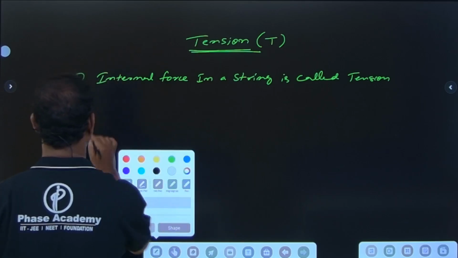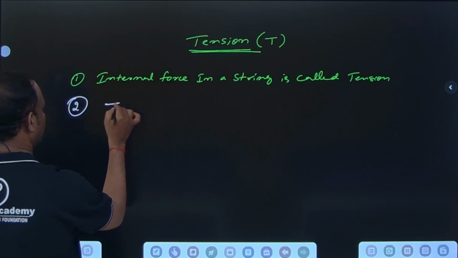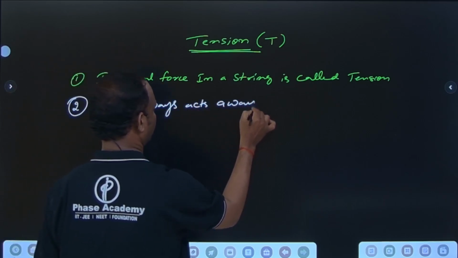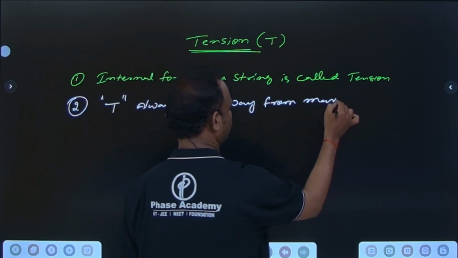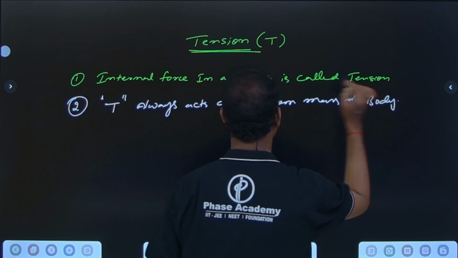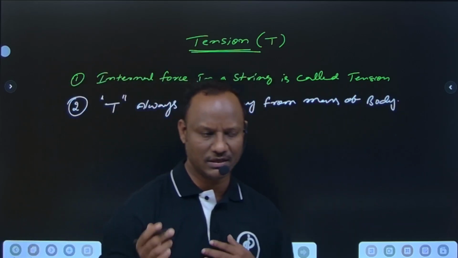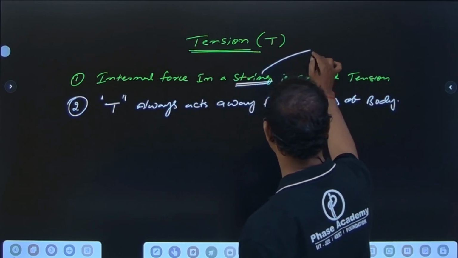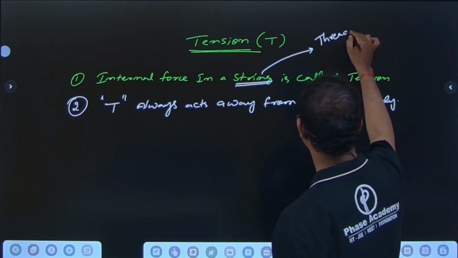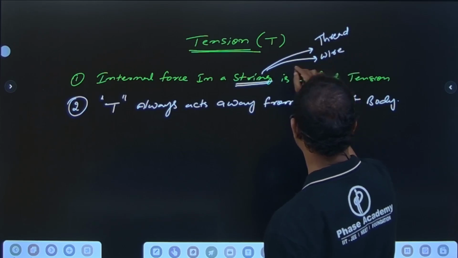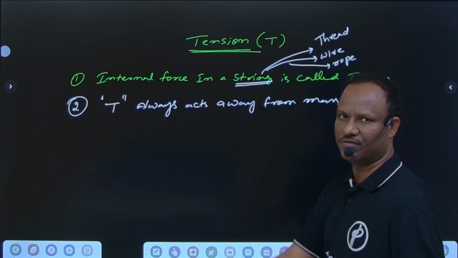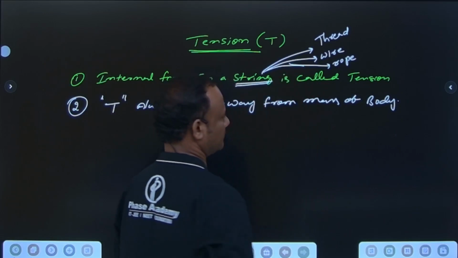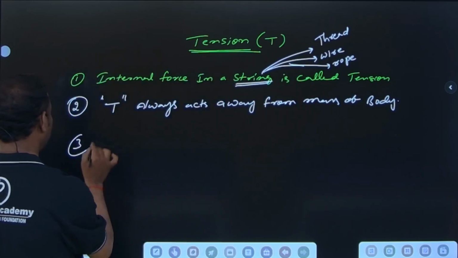So now the second point is about tension. Tension T always acts away from the mass of a body. And the most important thing, when you're talking about tension, it is in the string. What is a string? A string may be thread, wire, or rope. Like any of these we can talk about. So for the string, when you're talking about all these cases, here for the ideal one, it's what?